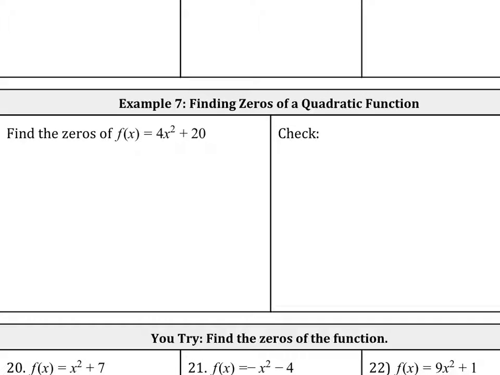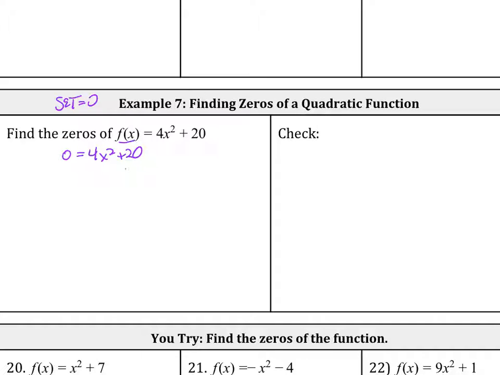Let's find the zeros of this quadratic function. So we have f of x equals 4x squared plus 20. The first thing we want to do is set it equal to 0. So change f of x to 0: 0 equals 4x squared plus 20. Now we want to solve using square roots in this case.